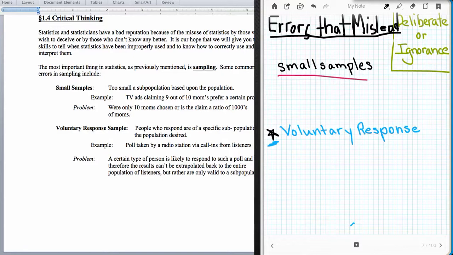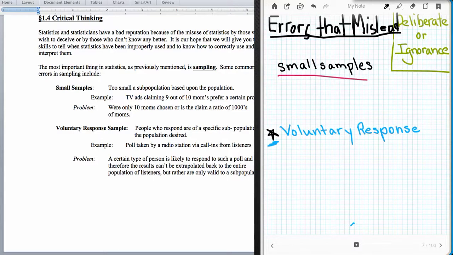And we've talked about already how sampling is a very, very important part of statistics. We need a good sample so that we can talk accurately about our population. So if we have a small sample, we're not going to be able to accurately represent a population that is large. So for instance, let's say we want to talk about all of the moms in the United States, and we want to find out what their opinions of a certain brand of peanut butter is. So let's call it brand X peanut butter.